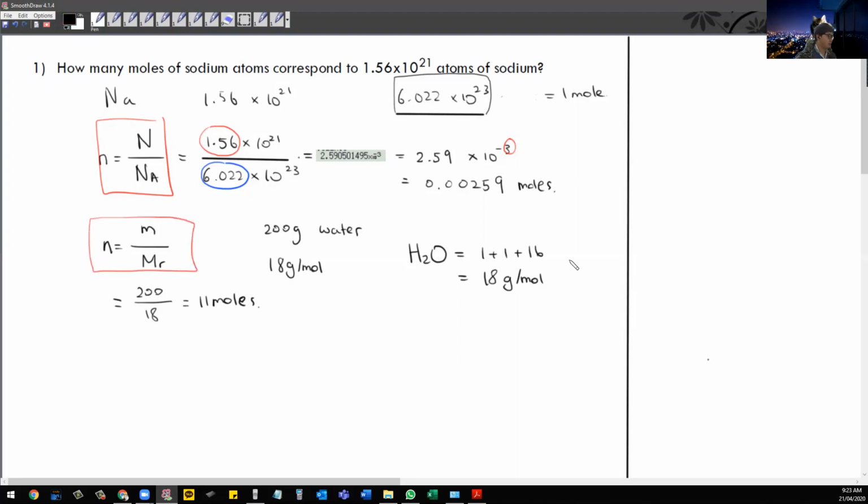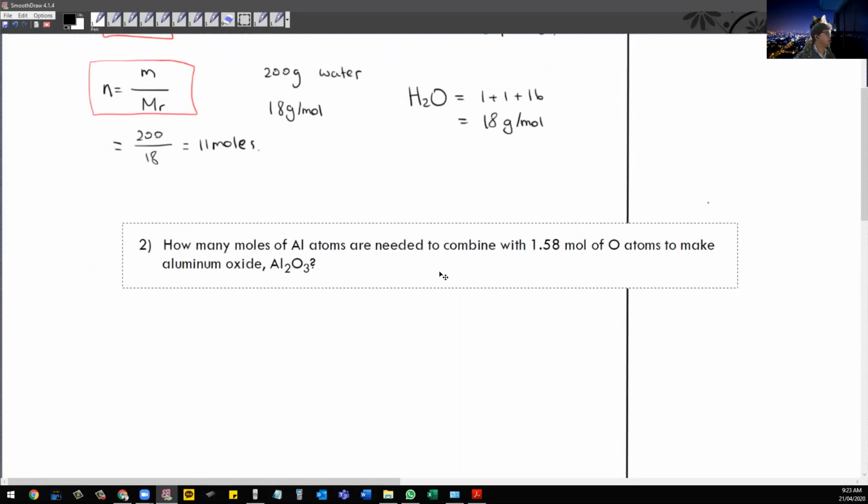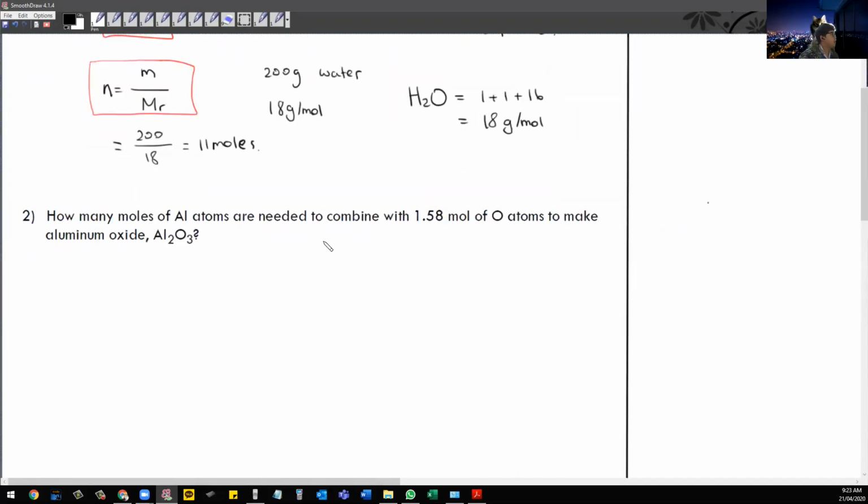Now moving on to number 2. Okay, how many moles of aluminium atoms are needed to combine with 1.58 mole of oxygen atoms to make aluminium oxide, Al2O3? So I'm just going to write a chemical equation: Al, and then I'm just going to write O instead of O2. 2Al, you can see 2Al, and then 3 oxygen make up this 1 molecule, right?